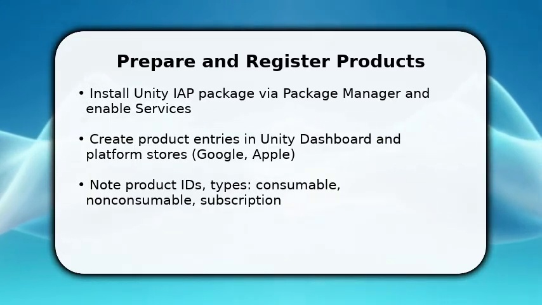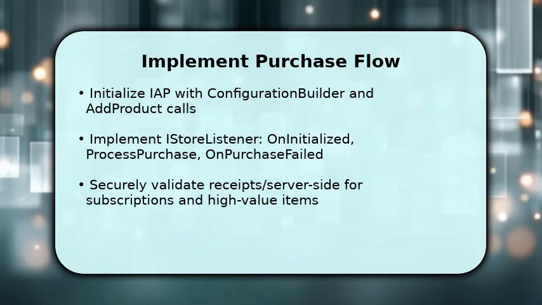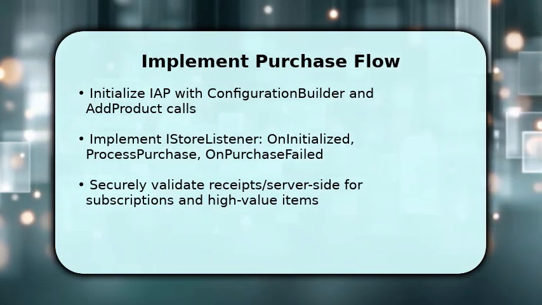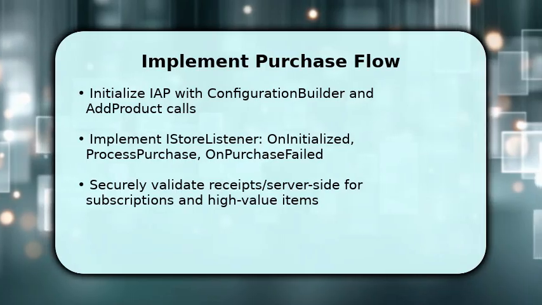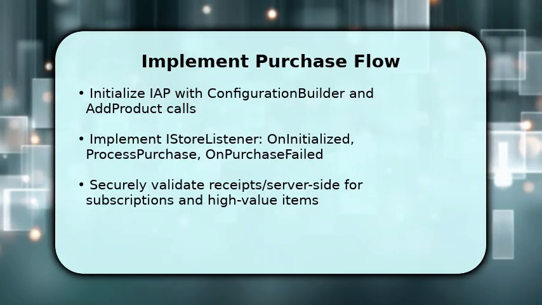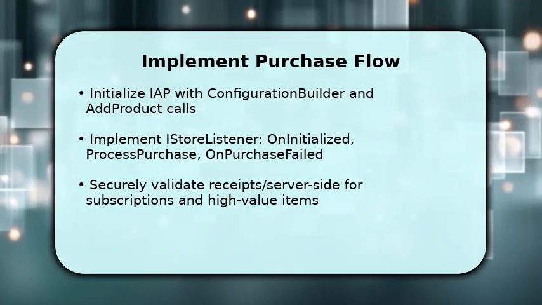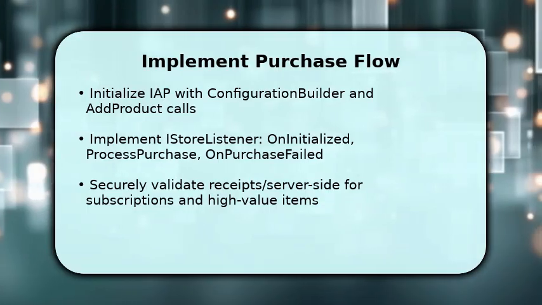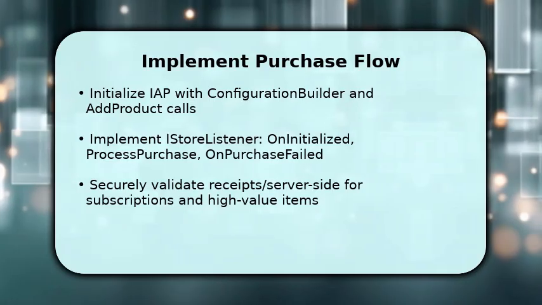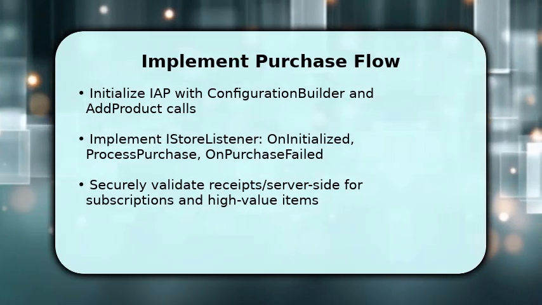Now implement the purchase flow by initializing Unity IAP with a configuration builder and adding each product using the ID you registered. Initialization returns an IStoreController you use to call InitiatePurchase. Implement IStoreListener methods. Handle OnInitialized to cache controllers, ProcessPurchase to grant content and confirm success, and OnPurchaseFailed to report errors.